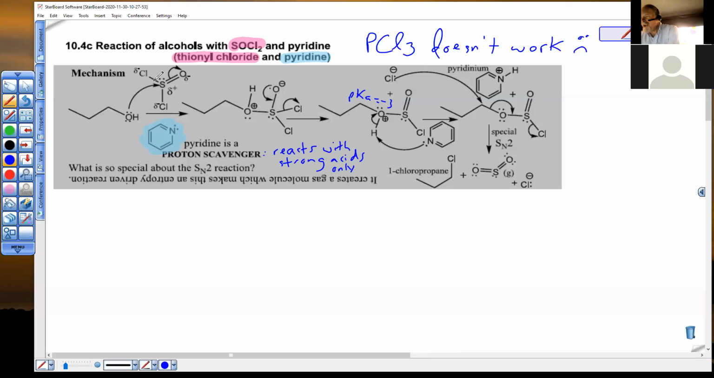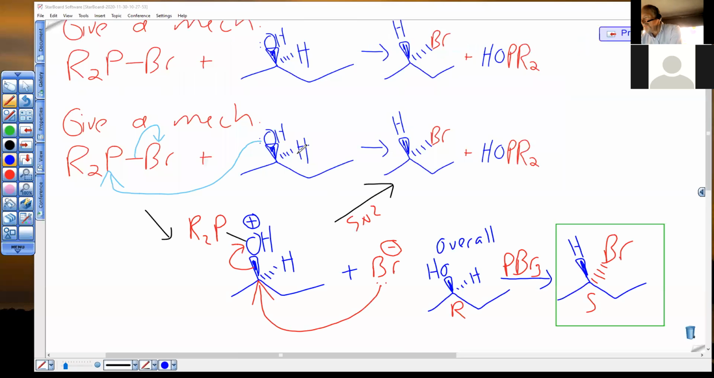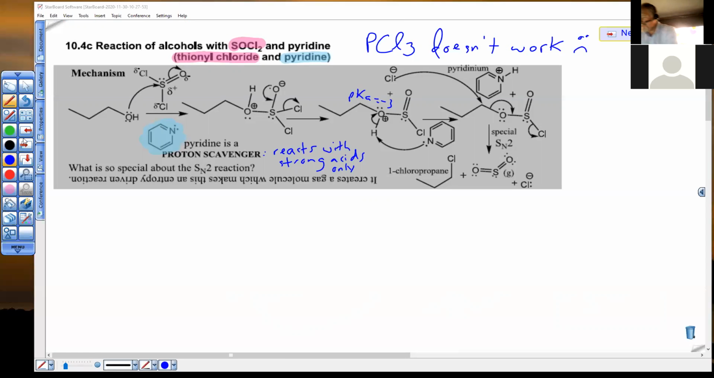Why do we not just break off a Cl minus? It would make this mechanism a lot simpler. It would make our lives a lot easier if we could just break off Cl minus like we did with PBr3 right over here. Bust off the Br minus so you can use it right away in the next step. Why does that not happen with SOCl2? Very simple reason. Given a choice of breaking a sigma bond between S and Cl or a pi bond between S and O, pi breaks before sigma because pi is weaker. It's just a general story that's always true.